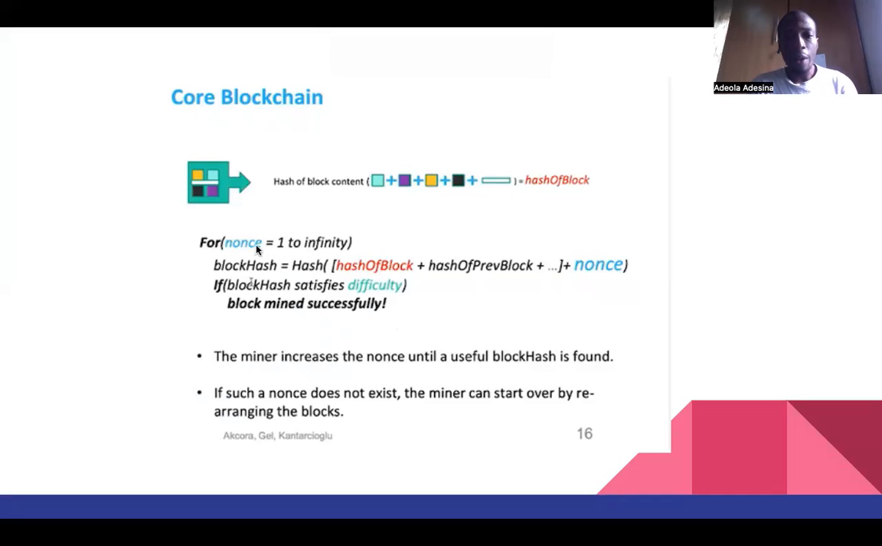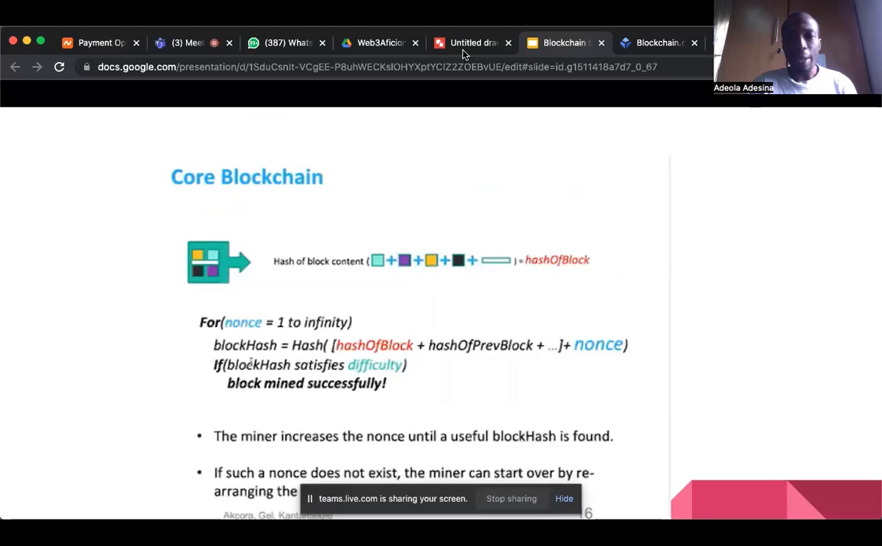So we are saying for nonce equals 1 to infinity, say nonce is 100 or say nonce is 1000. Nonce can be anything. Nonce is a difficulty level, right? The block hash equals the hash of the block, plus the hash of the previous block, plus the nonce. We find that together. If the entire block hash satisfies the difficulty level, then the block is mined successfully, right?